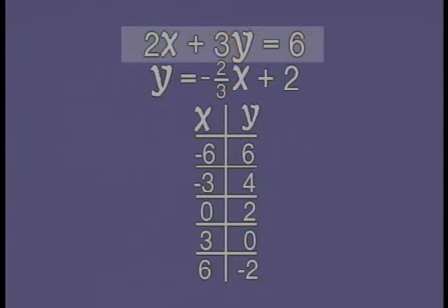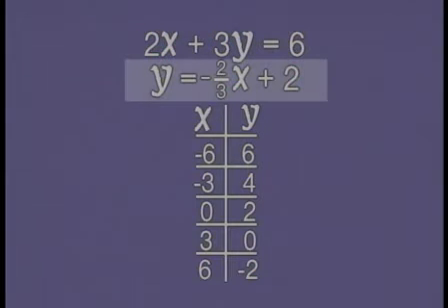So what did I do? Well, we want to get rid of that 2x. We subtract 2x. We get 3y equals minus 2x plus 6. We divide by 3, and we get the equation that's shown in the second line in the visual: y equals negative 2/3 x plus 2. Then I made a roster of points.